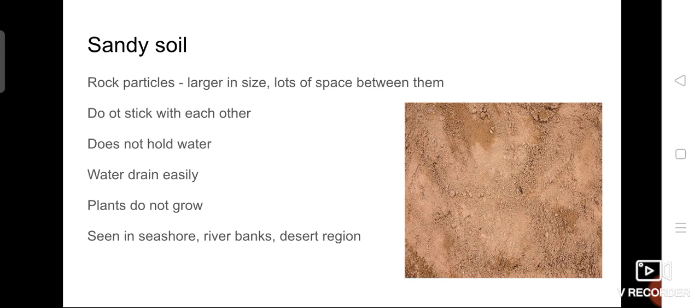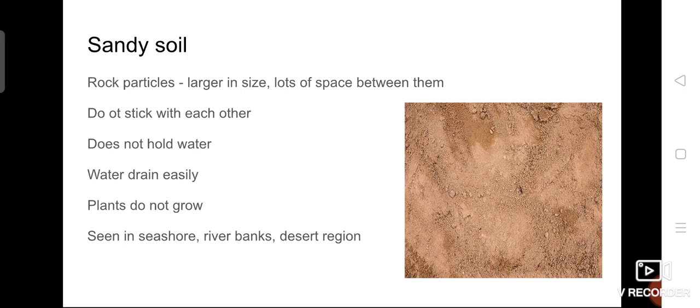Which soil? Sandy soil. I repeat, sandy soil. The size of the soil particles is larger, and the space between each particle is also very large, so water cannot be held between them, it drains easily. So plants do not grow in this type of soil. And where can you find this type of soil? Near the seashore, river bank, and even in desert regions also.